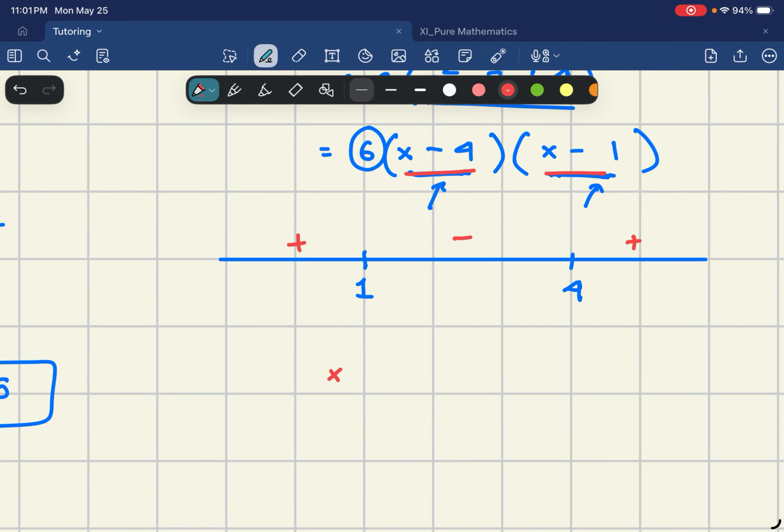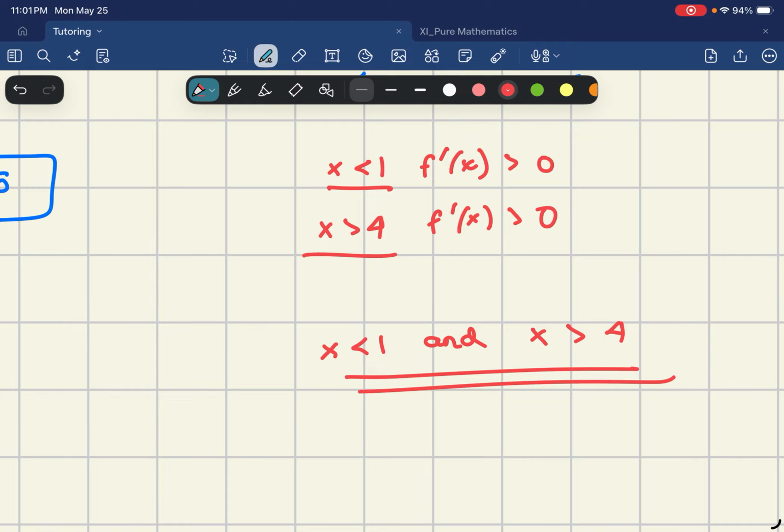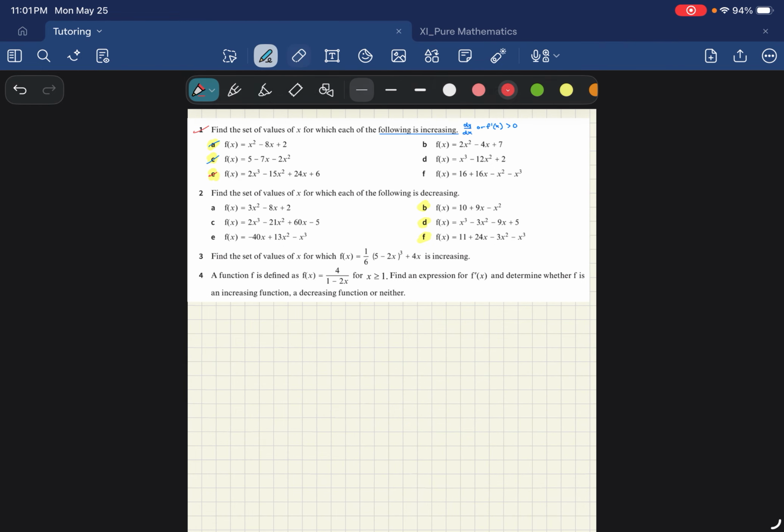So now, at 4 and 1, f dash of x is 0. If x is less than 1, then f dash of x is positive, bigger than 0. If x is bigger than 4, f dash of x is positive. So these are your two. So you can write your final answers, x less than 1 and x bigger than 4. Alright, so sorry for the first time I differentiated it wrong. So we're done with question 1. Question 2.